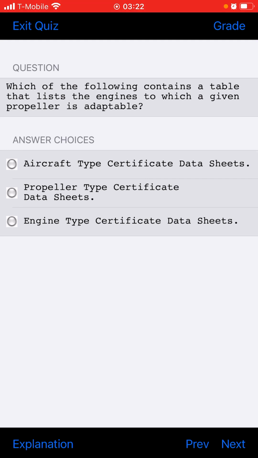14 CFR Part 23. Which federal aviation regulation requirement prevents the use of automatic reset circuit breakers? 14 CFR Part 23 requirement prevents the use of automatic reset circuit breakers.